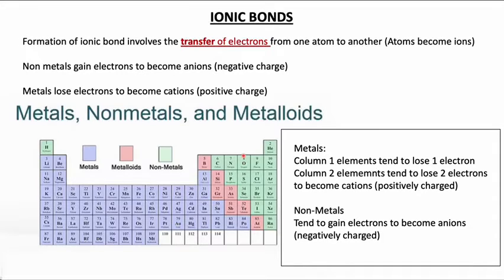Here we have the periodic table. We can see in green we have the nonmetals, and we should know that the nonmetals tend to gain electrons to become anions that are negatively charged ions. Metals, however, we see in purple in the periodic table, they tend to lose electrons to become cations, which are positively charged ions. Here we have in column 1 elements, they tend to lose one electron to become cations. However, in column 2 of the periodic table, the metals tend to lose 2 electrons to become cations.